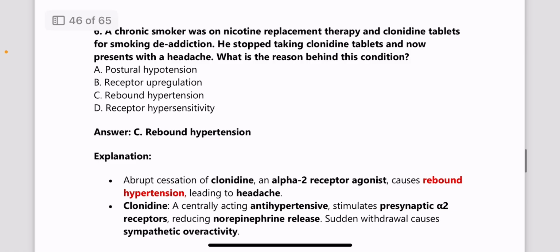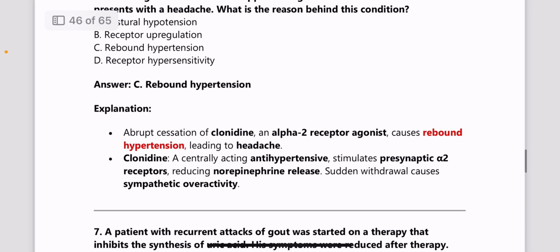Next question. A chronic smoker was on nicotine replacement therapy and clonidine tablets for smoking de-addiction. He stopped taking clonidine and now presents with a headache. What is the reason behind this? Answer is rebound hypertension. This again is a PYQ, because clonidine is an alpha-2 receptor agonist. It causes rebound hypertension when it is stopped, leading to headache.